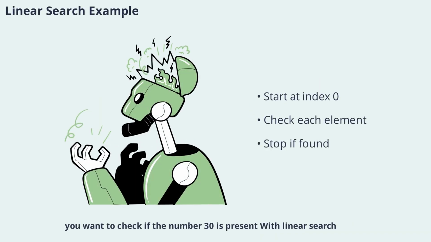Let's say you have an array of 10 integers and you want to check if the number 30 is present. With linear search, you start at index 0 and compare each element to 30. If you find it, you stop and report success. If you reach the end without finding it, you know the number isn't in the array. This method is reliable but not the fastest for large datasets.